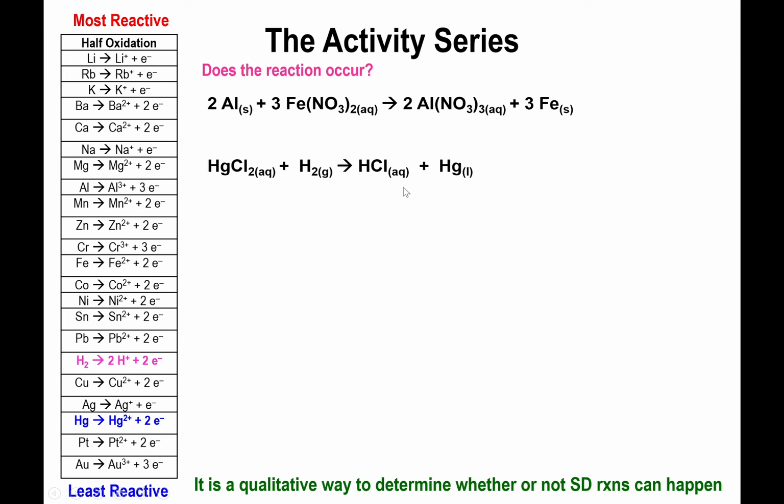And at this point, don't forget to balance. You have 2 chlorines on the left side, only 1 on the right side, so you multiply that by 2, which also means that you have 2 hydrogens on the right side, but you have 2 on the left side, so this works out.